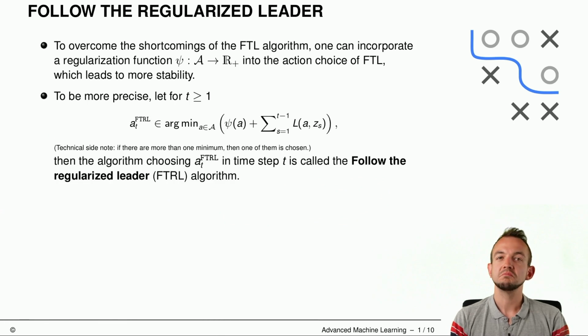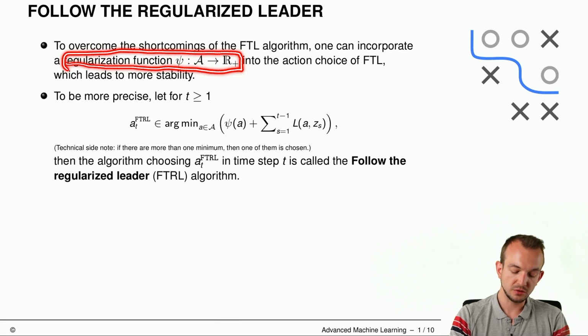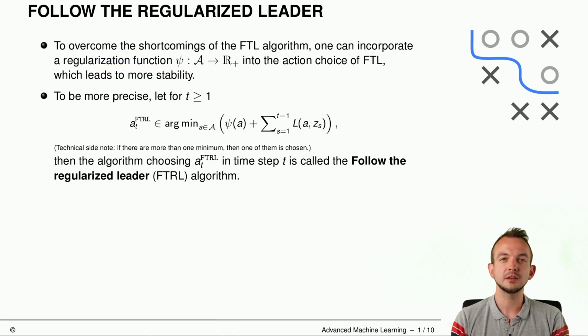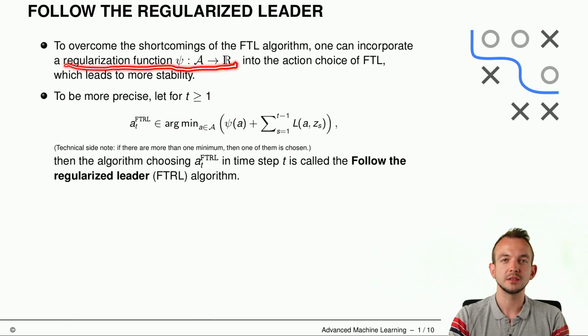All right, so as I already said, the follow the regularized leader algorithm is essentially the follow the leader algorithm with an additional regularization term. So we have a regularization function, psi, which is mapping an action to some non-negative real-valued number. And this regularization function is encoding more or less some desired properties we want for the action.